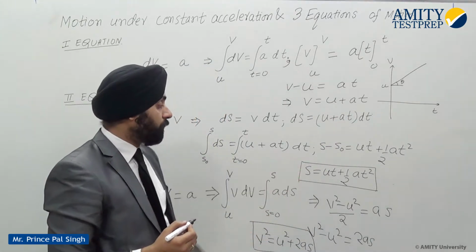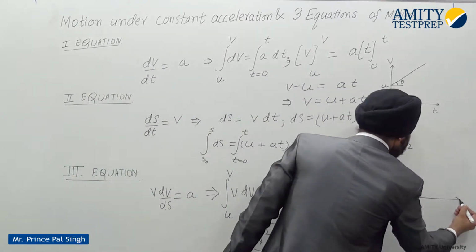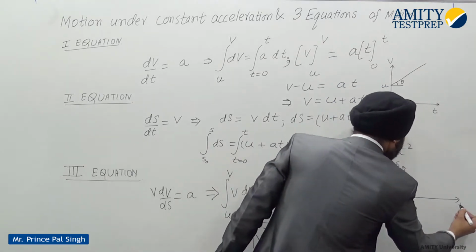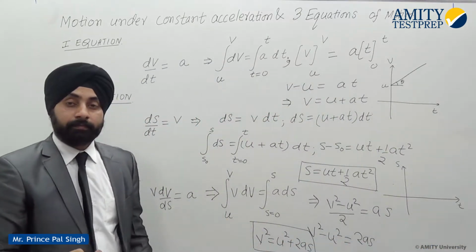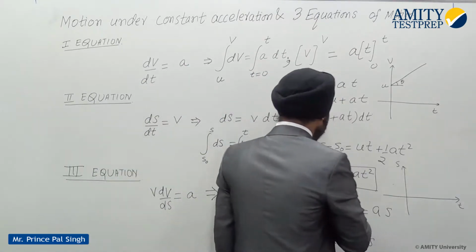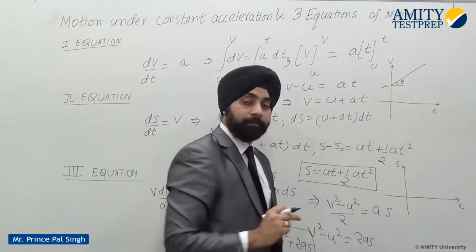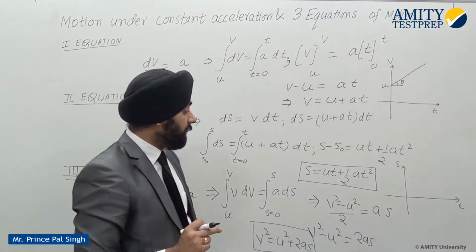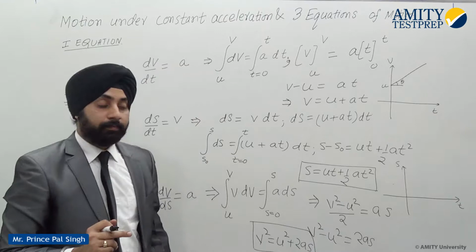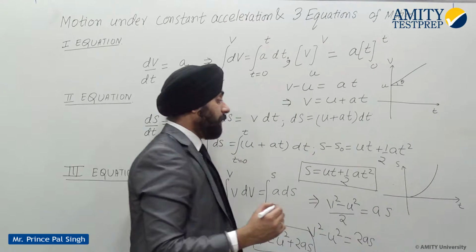If we draw the graph of s and t, we will get a parabola. At t equal to 0, s is 0, so the graph will be a parabola. Now what type of parabola is it? If a is positive, in that case the parabola will be facing upside. So the graph of st will be like this.